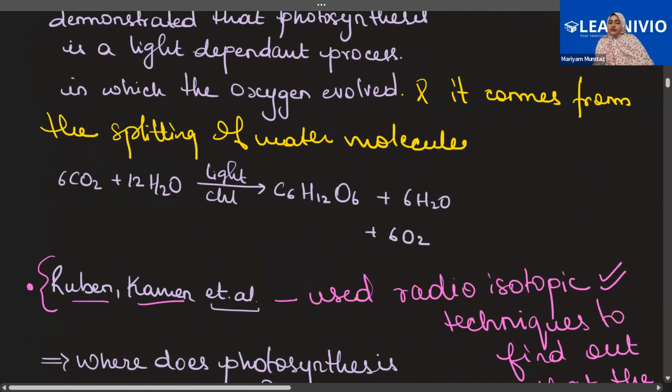Now, all in all, this is the whole entire reaction of photosynthesis. 6 molecules of carbon dioxide along with 12 molecules of water, in the presence of sunlight and chlorophyll, produce C6H12O6 along with 6 molecules of water and 6 molecules of oxygen. Clear?